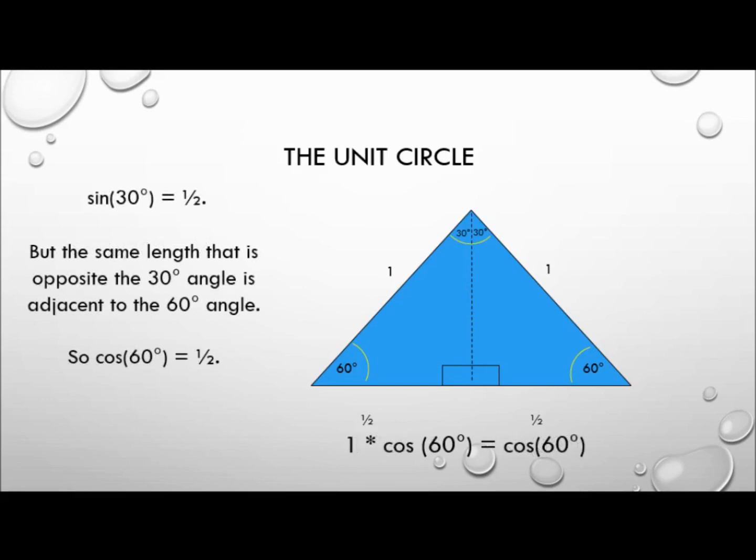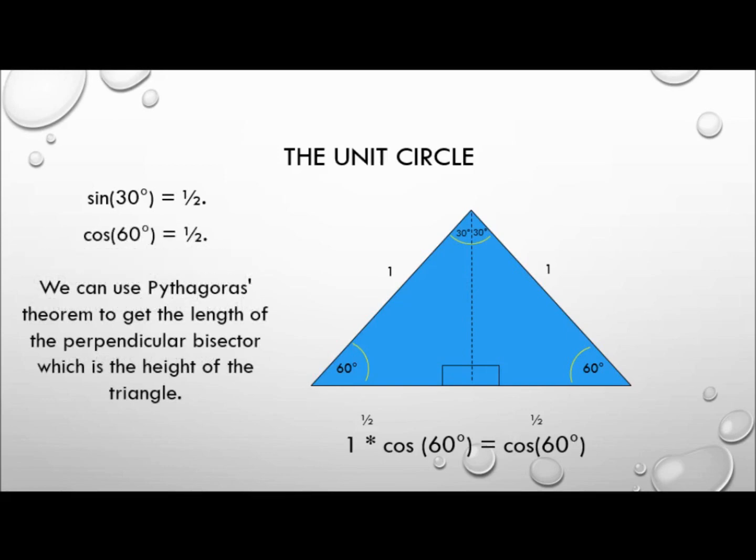But the same length that is opposite the 30-degree angle is adjacent to the 60-degree angle, which means the cosine of 60 degrees is 1/2. We can use Pythagoras' theorem to get the length of the perpendicular bisector, which is also the height of the triangle.